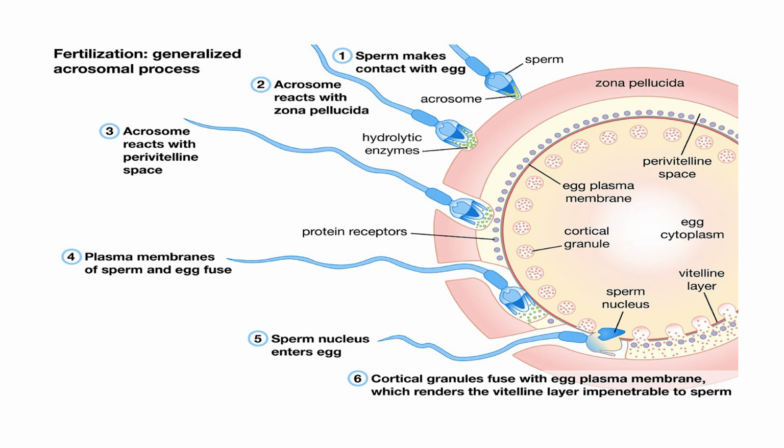Let me explain with a diagram so that the concept becomes clear. First see, the sperm makes contact with the egg, then the acrosomal hydrolytic enzymes are released. This acrosome reacts with the layer, releases the enzymes, a gap is created in the membrane, and this will lead to cortical granule reactions.